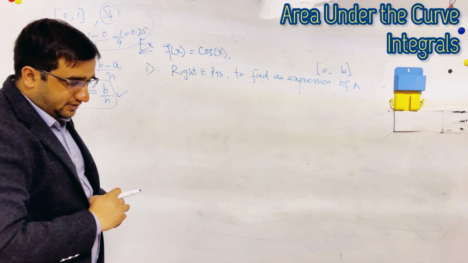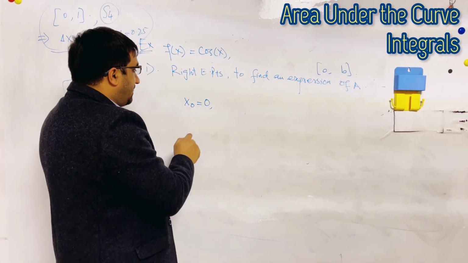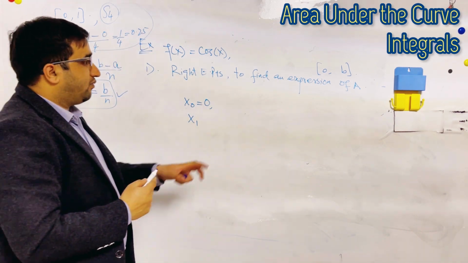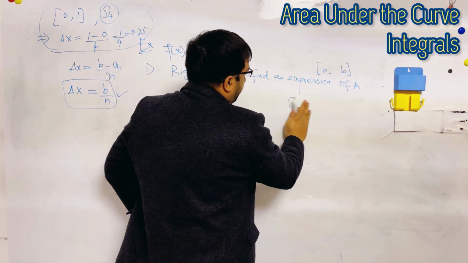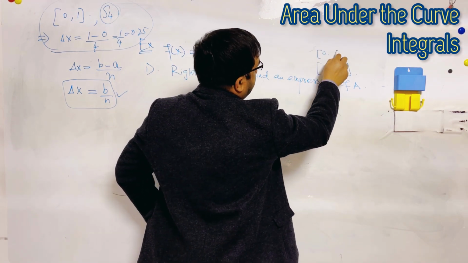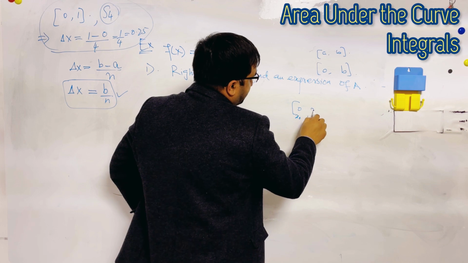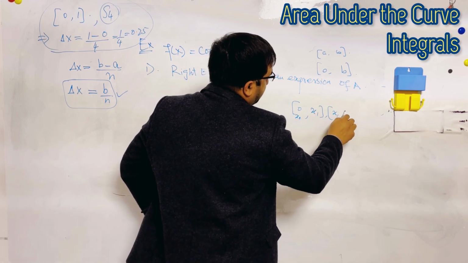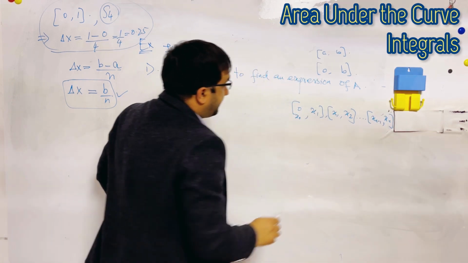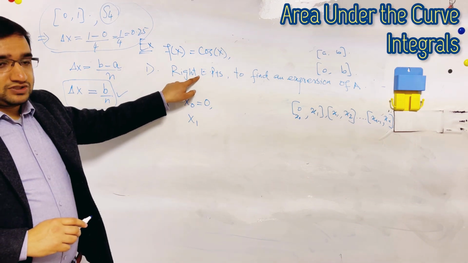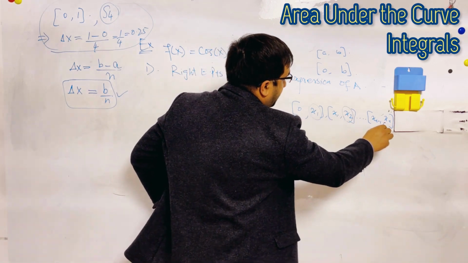Now, x naught is 0. I need the points. I want to split this interval from a to b. The first point is x naught, the second one will be x1, then x2, and so on up to xn minus 1 and xn. I am asked to use the right-hand points to find the expression, so I am interested in finding these points because I have to use them.